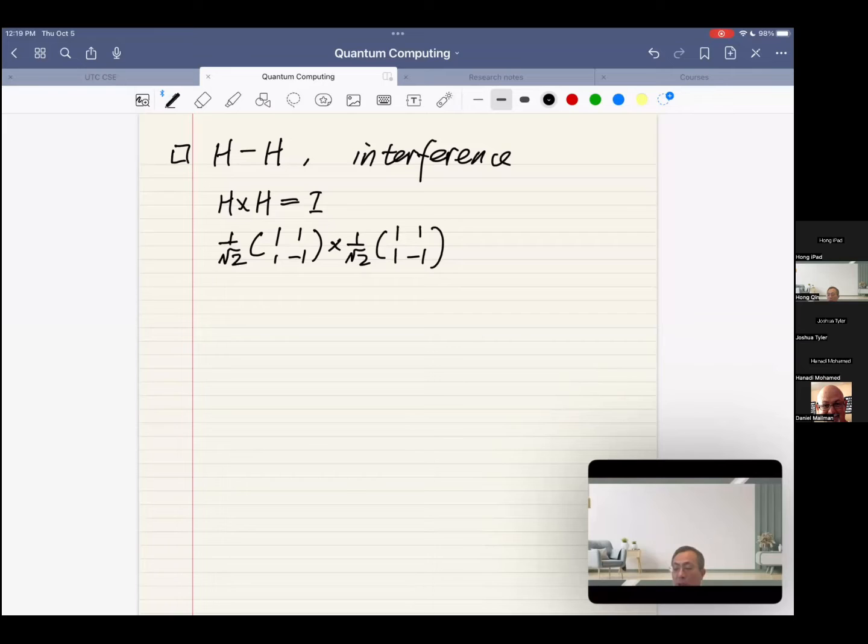Okay, sorry. So if we apply the Hadamard gate twice, we can elaborate this. The first one will be 1, right? The second one will be this part, which will be 1 times 1 minus 1 times 1, which is 0. Right.